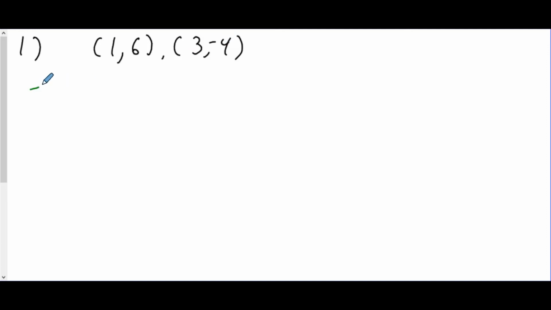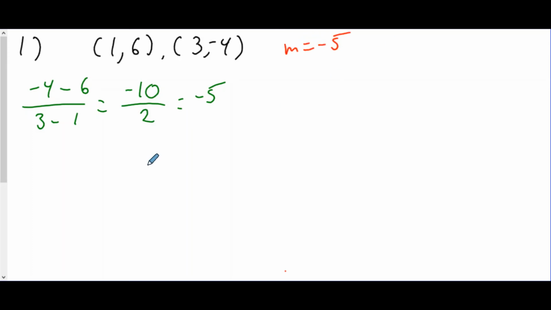So y2, which is -4, minus y1, 6, over x2, 3, minus x1, 1. Simplify both parts of the fraction. My numerator, -4 minus 6 would be -10, and 3 minus 1 is a 2. And -10 divided by 2 is -5. So I'll just write down that m is -5. So now I have enough information to get an equation written down. So my slope is -5.